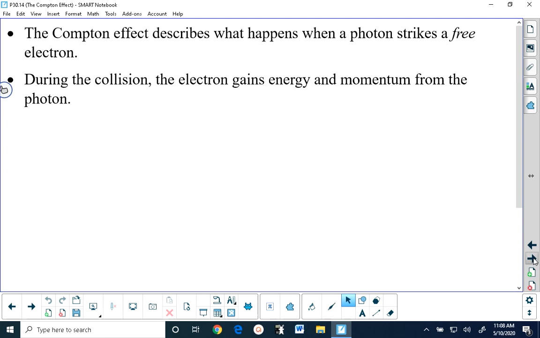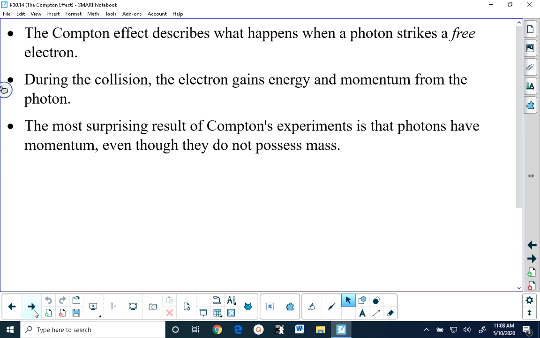What happens during the collision is that the electron gains some energy and some momentum from the photon. And this is your first introduction to something called wave-particle duality. What Arthur Compton discovered when he did these experiments is that since the electrons gain momentum from the photon, that must mean that the photons had momentum to begin with, which is a little bit of a weird idea because we're traditionally taught that momentum has to do with mass and velocity. And it turns out that photons have momentum even though they do not possess mass.